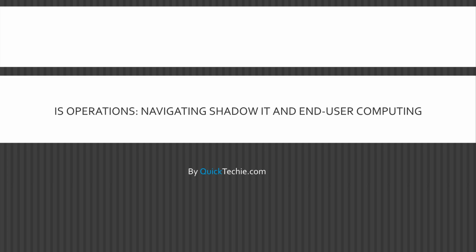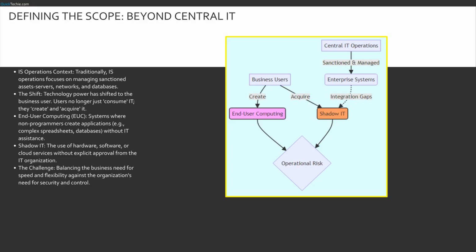Welcome back. In this session on information systems operations, we are stepping out of the controlled data center and into the user's domain. We will explore two of the most pervasive challenges in modern IT governance: end-user computing, EUC, and shadow IT. These concepts represent the decentralized, often hidden, technology usage that drives business agility but introduces significant risk. Let's get started. We begin by setting the stage.